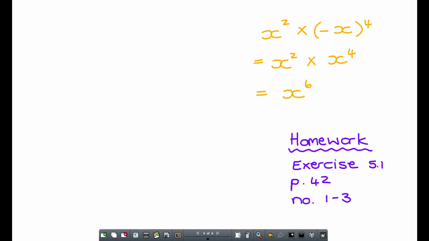Your homework is then going to be exercise 5.1. The whole exercise. At the top it says calculate the following products and, listen carefully, leave the answers in exponential form. So if your answer is 10 to the power of 3, don't tell me that's 1,000. You leave it in exponential form, meaning you leave it as 10 to the power of 3.